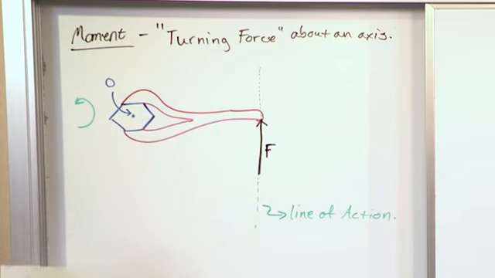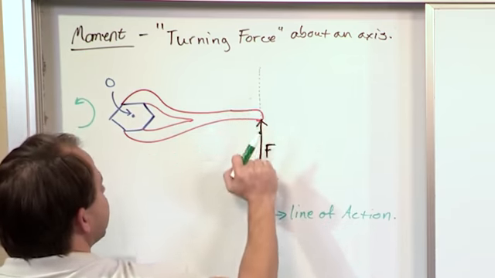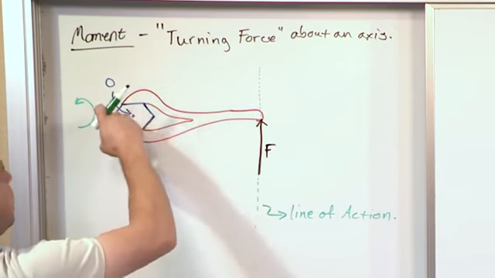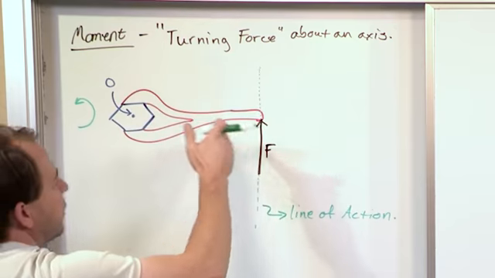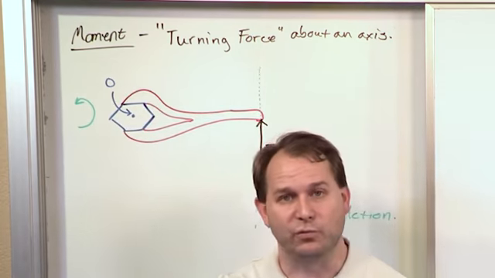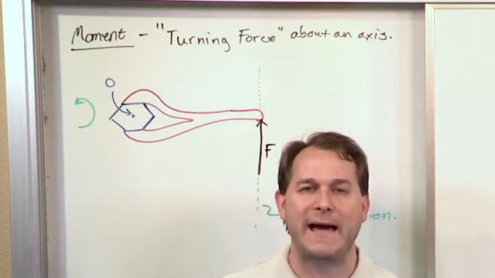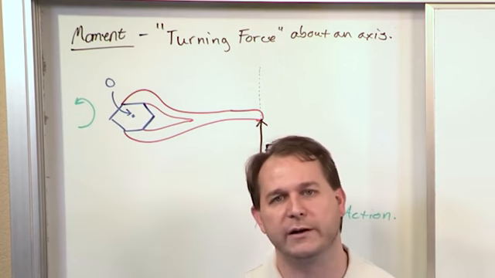Everything's perpendicular, which would be how you would attempt to loosen this guy. You wouldn't try to push like this. You wouldn't try to push like that. You're going to try to do this. It turns out that when these two lines, this line here and this line here, are perpendicular, you get the maximum moment, which is why when you use a wrench, you always do it that way. You always naturally push perpendicular because you get the maximum turning force, which is what we're calling a moment.